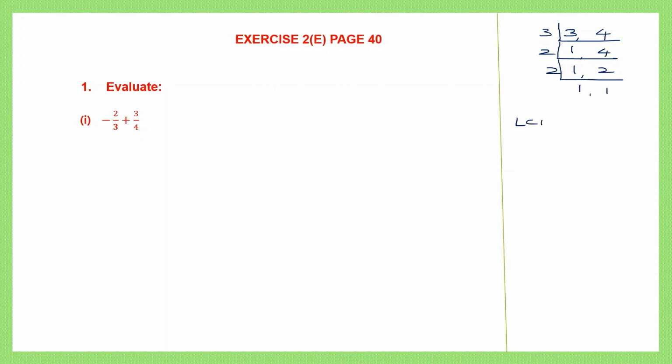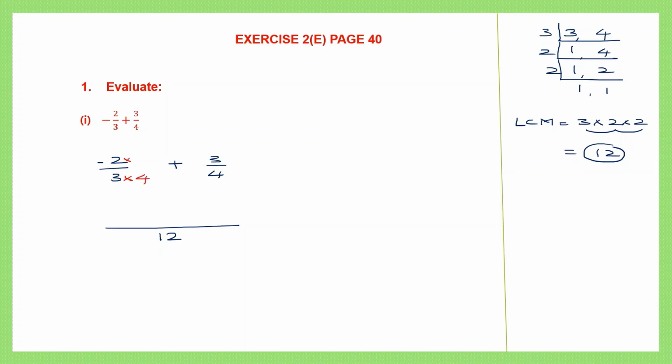Now the LCM here will be 3 into 2 into 2. 3 twos are 6 and 6 twos are 12. So now we're going to use 12, the LCM, as the common denominator. Let's write down the two rational numbers, minus 2 by 3 plus 3 by 4. And here the denominator, we're going to use 12 as the common denominator. This is the LCM. Now 3 into 4 is 12.